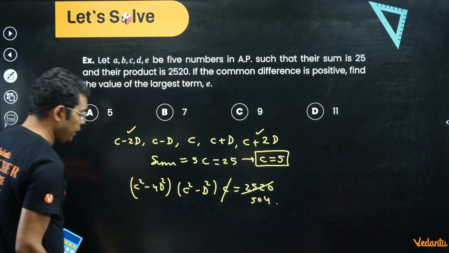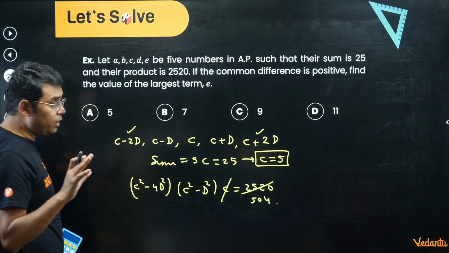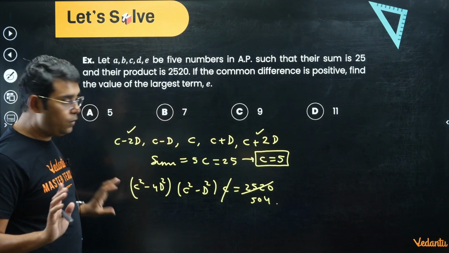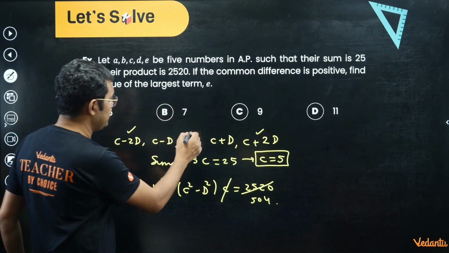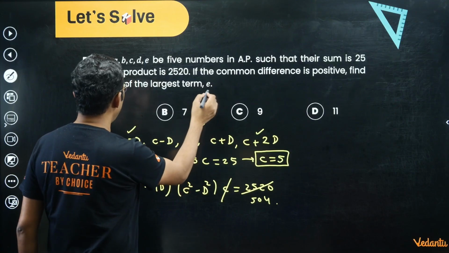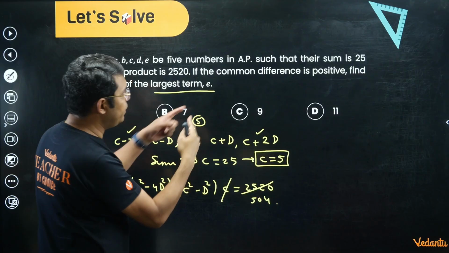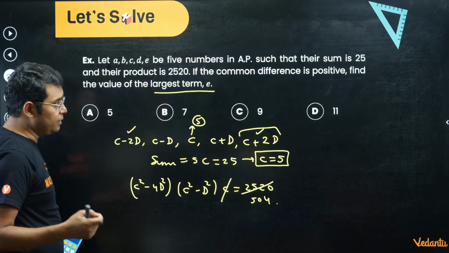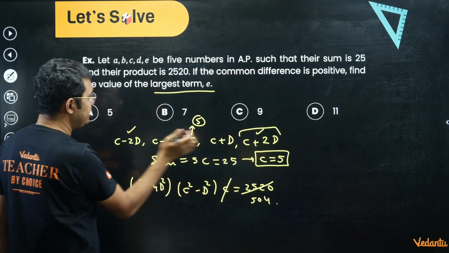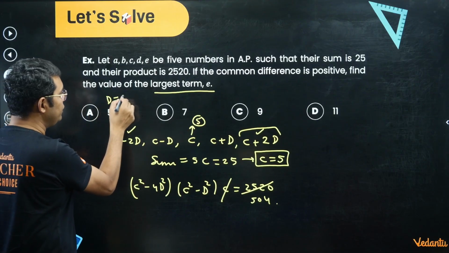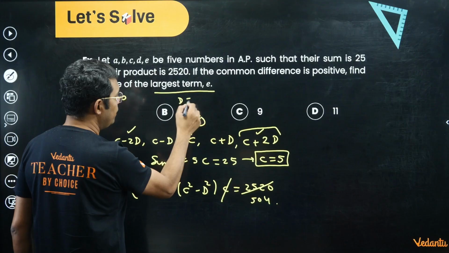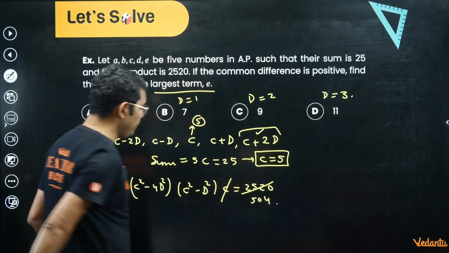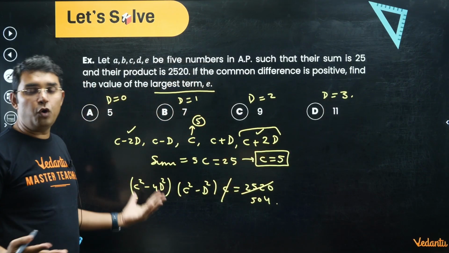Okay, now this is a quadratic. You can solve quadratic or you can also check which option is satisfying it. Okay, like your C is 5 we have found, and they are saying what is the longest term E. Common difference we are assuming to be positive, so E, that is C plus 2D, will be the longest term. So if C is 5 and C plus 2D is also 5, D here it will be 0. In this case, D will be equal to 1. In this case, I think D will be 2, and in this case, D will be 3. And now you can put the values of D and check which option is satisfying it.